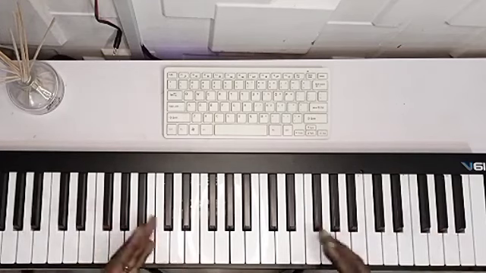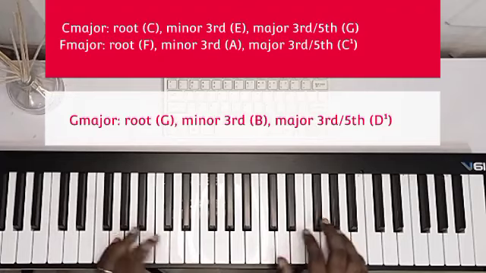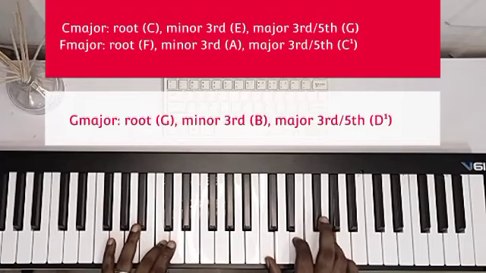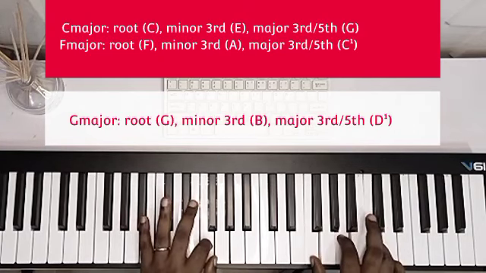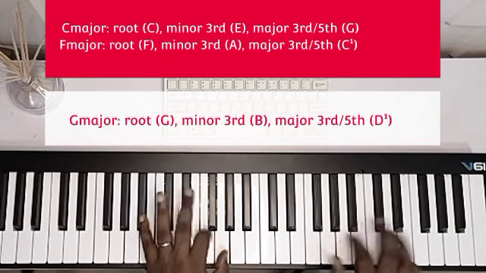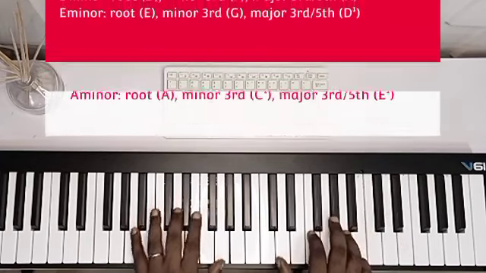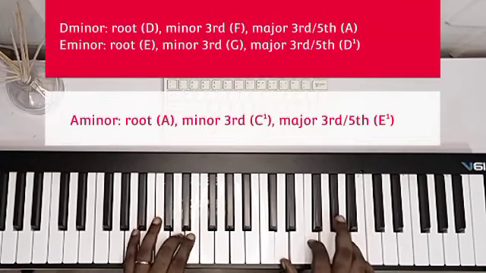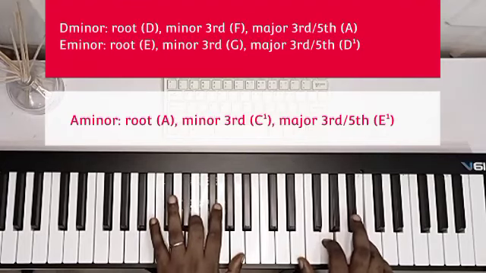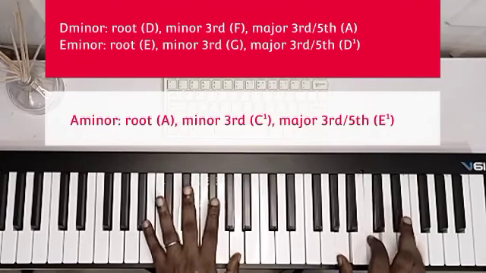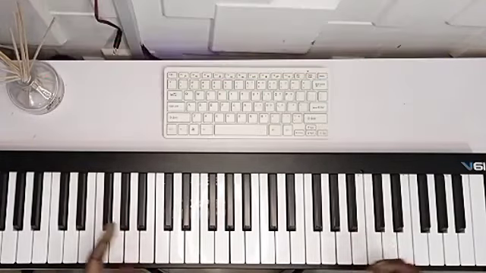So bringing all together, you have C, root, F, G, then you have D minor, E minor, then you have A minor. So let's call the names. Let's call the alphabet that make them up.